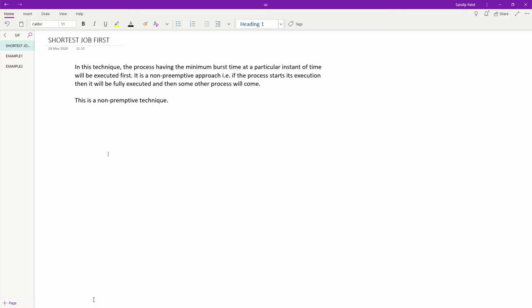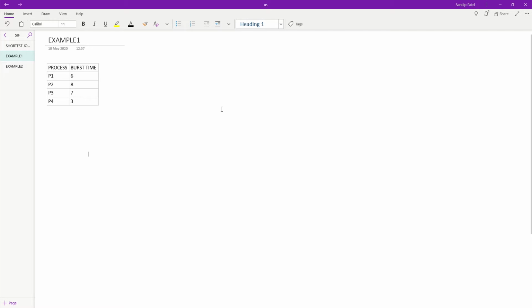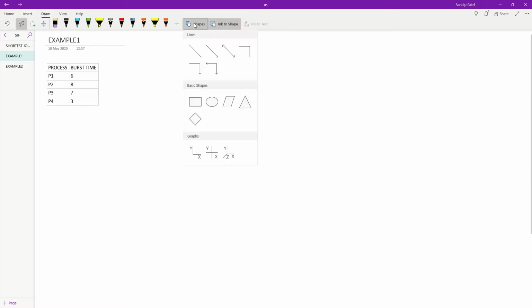So we will start with the example. Just remember how the algorithm is working: the process with the minimum burst time at a particular instant of time will be selected first. We will apply that algorithm in this example. Again, we draw the Gantt chart to represent the CPU scheduling algorithm. So we'll start drawing the Gantt chart for the SJF algorithm, right?